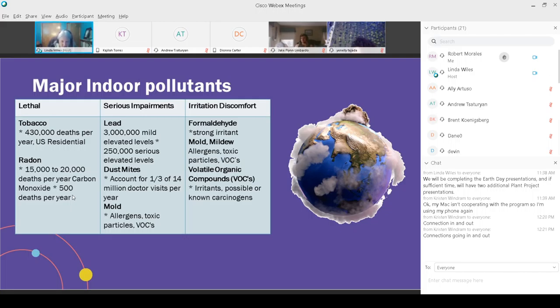So you have mold down in both serious and irritation. So different types of molds or different levels of it or what?